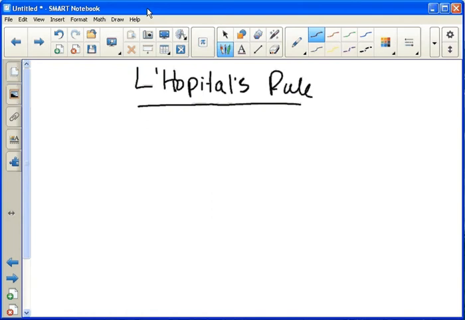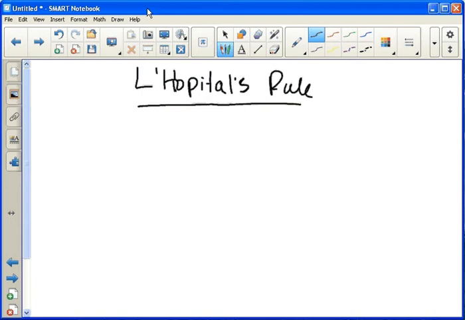L'Hopital's rule. L'Hopital's rule has to do with limits and a way you can do certain kinds of limits a little quicker and easier than before. For one thing, it will help us do some limits we did before in a simpler way, but it'll also allow us to solve some limits that we couldn't have otherwise.